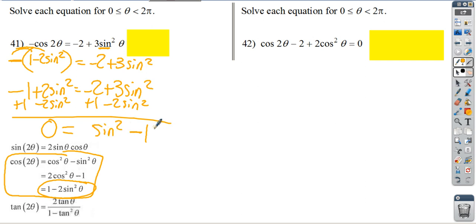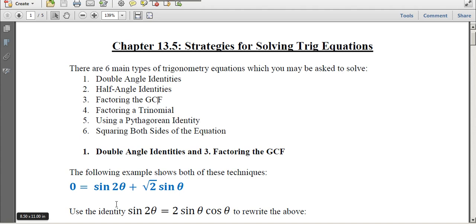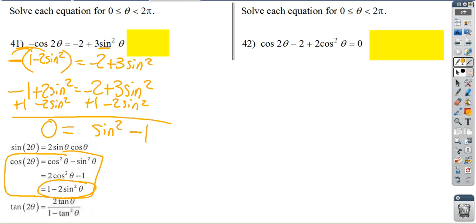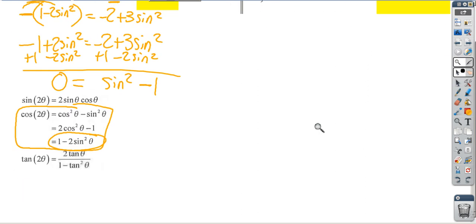So now we have this, so let's look at our strategies. There's no GCF, but there is a factoring that we can do. It's not really a trinomial, we can still factor it. And you might recognize that. That is actually a difference of squares. Because this is a square, it's sine times sine, and that's a square also.